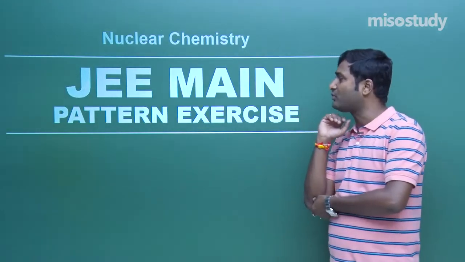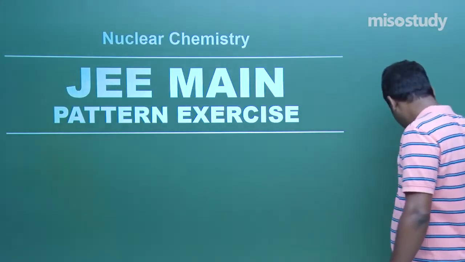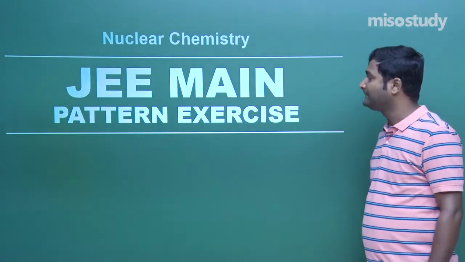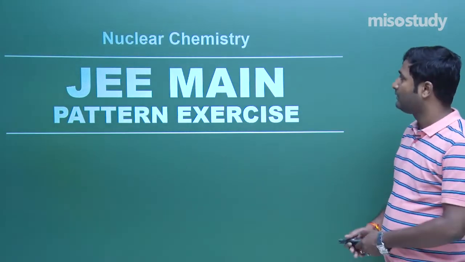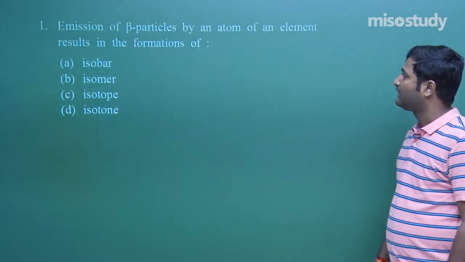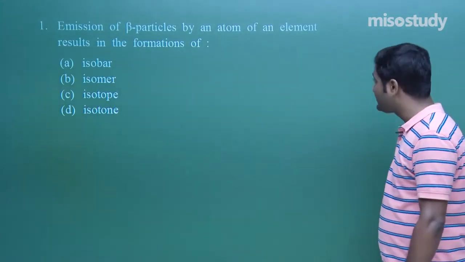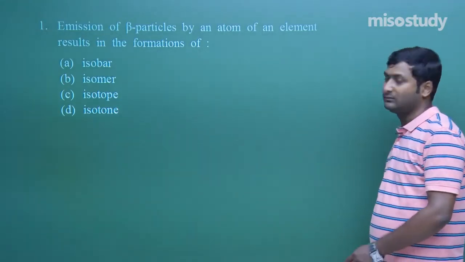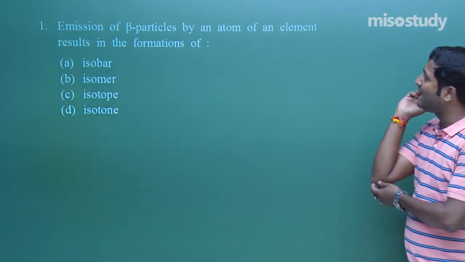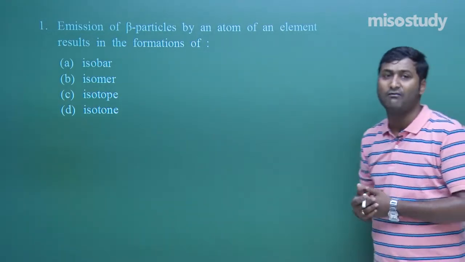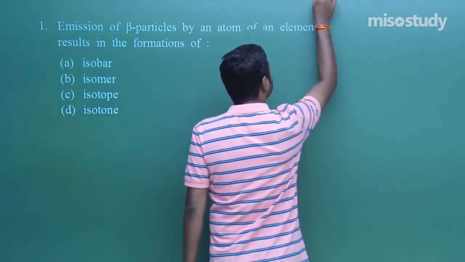Check out which types of questions are frequently asked in competitive examinations related to this chapter. Now look at the first question given here. The question is: emission of beta particles by an atom of an element results in the formation of what? That is the question. Beta particle.